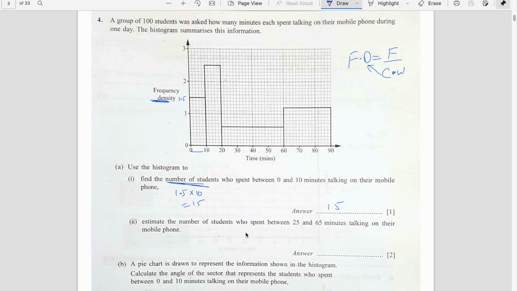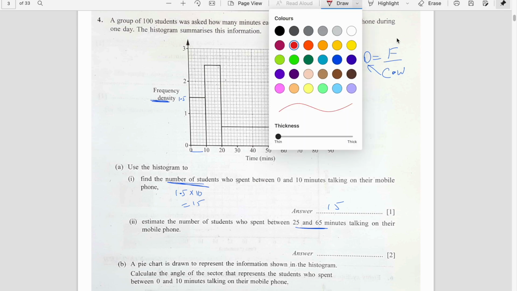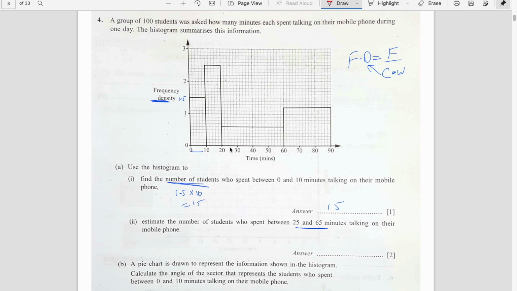Second says estimate the number of students who spend between 25 and 65 minutes talking on their mobile phone. Now 25 and 65. First mark those boundaries clearly. So this is 25, somewhere between 20 and 30, and 65 is between 60 and 70. Now we actually need to know this area. From 25 to 60, what is the base length? 35.